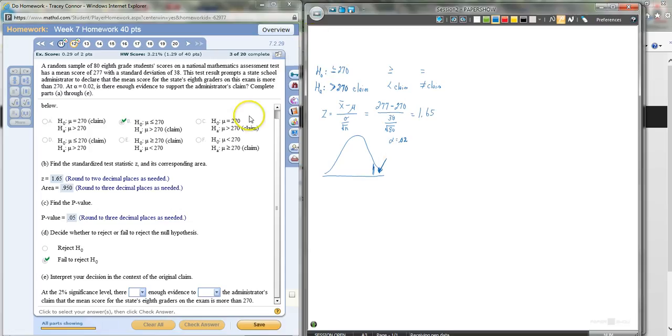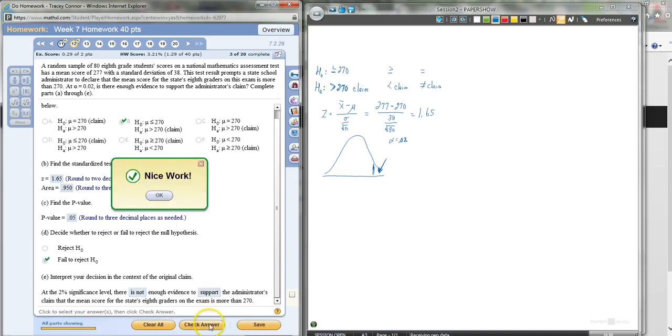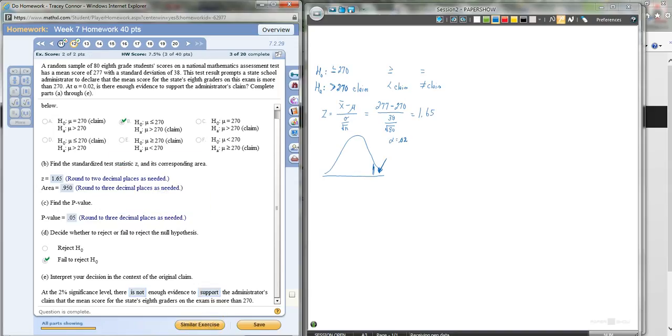And if we look at our p-value, it's actually greater than, so we're going to fail to reject H naught. So there's not enough evidence. So at the 2% significance level, there is not enough evidence to support the administrator's claim that the mean score for the 8th graders exam is more than 270. Okay, so that was number 12.